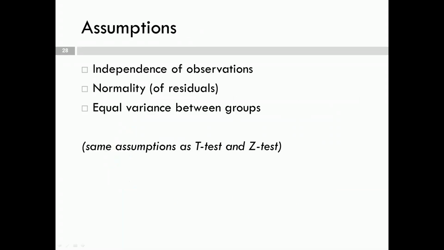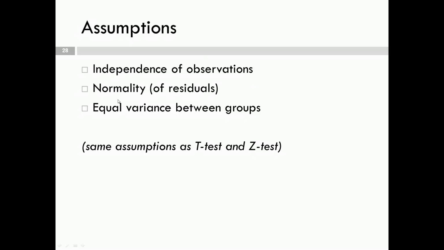The last thing I want to touch on is the assumptions of analysis of variance. These are essentially the same assumptions that are made by t-tests and z-tests, and the same assumptions that will be made by linear regression later in this course. The first one is that the observations are independent from one another. What this means is that we don't have repeated measures of the same individuals over and over.